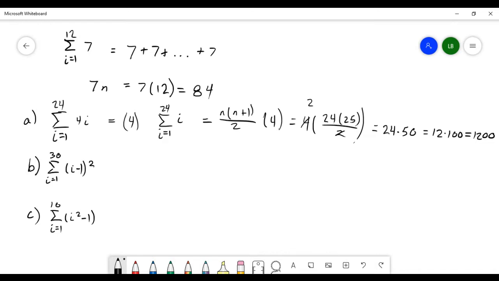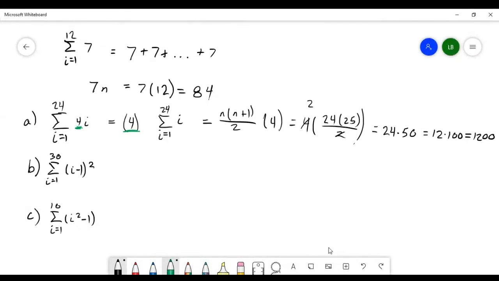Maybe you forgot to multiply your answer by this 4 right here, because that is something we need to do. Since it is a coefficient, we can't just pull it out like that.